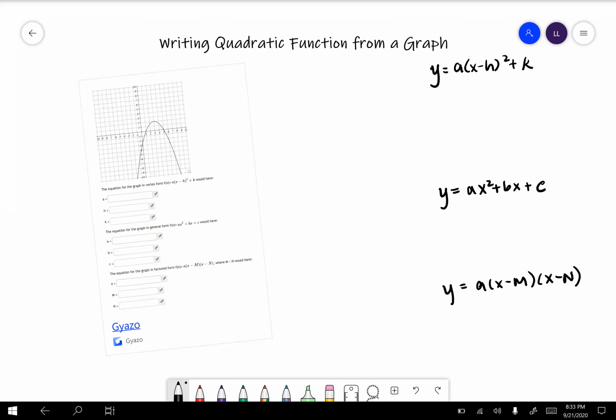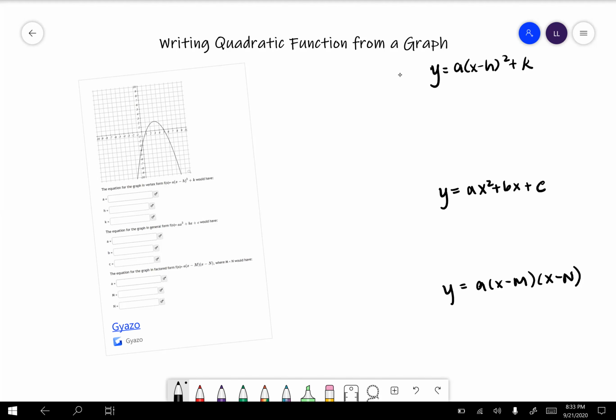Hi everybody, in this video we are going to write equations from a graph in all three forms, okay? Now here's the nice part about this. All of these equations we're going to find are equivalent. We're just going to find the equation in vertex form, in standard form, and in intercept form using the graph, okay?